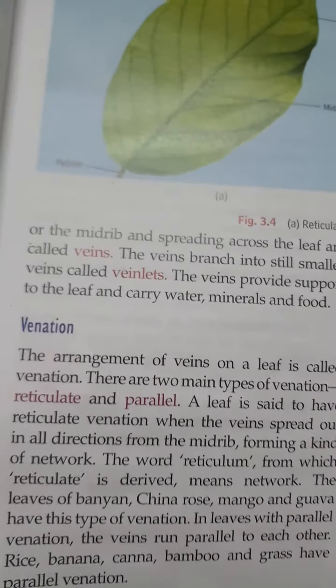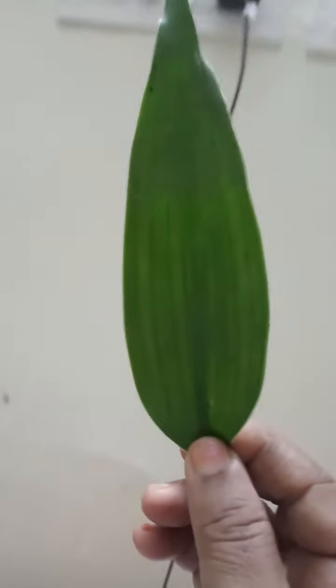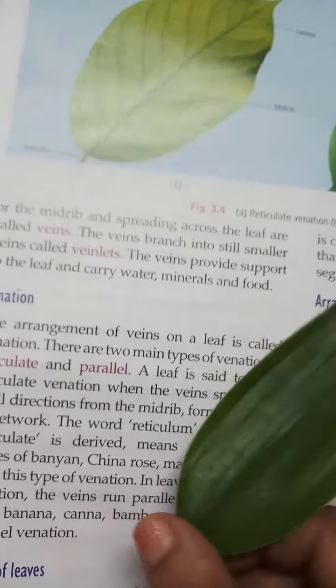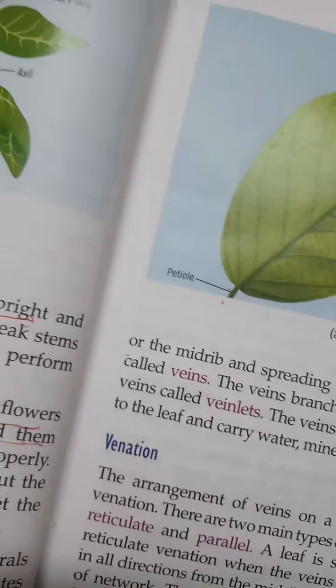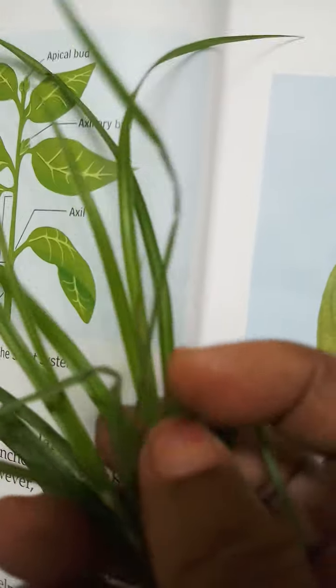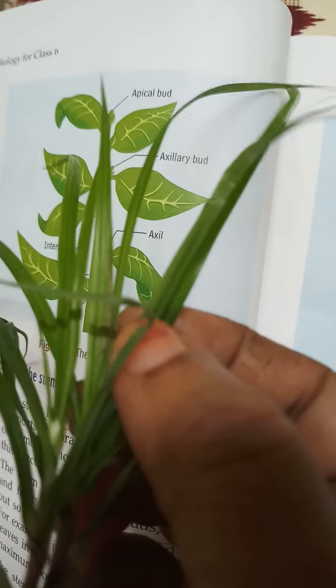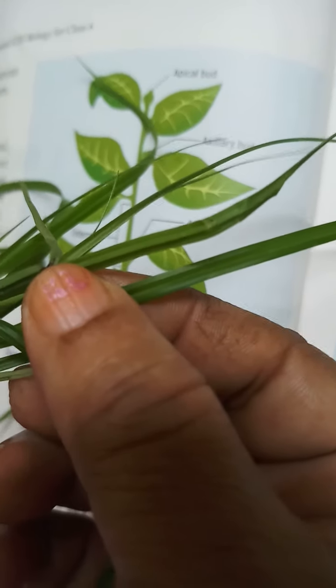But in some plants, the veins run parallel. This is known as parallel venation. Two main types of venation are reticulate venation and parallel venation. We can see in this leaf the veins are running parallel to each other. In most of the grasses, the veins form like this. Here in this grass also, we can see its veins are parallel to each other. There are two kinds of venation. Here it is parallel. Here in the banana leaf, in your textbook, the veins are running parallel, and here the venation is reticulate.